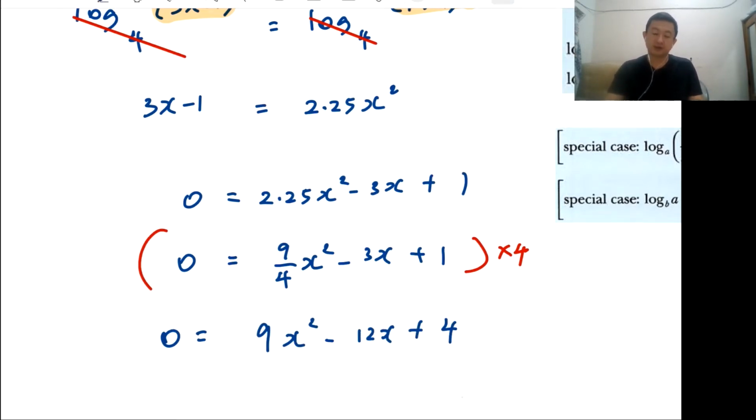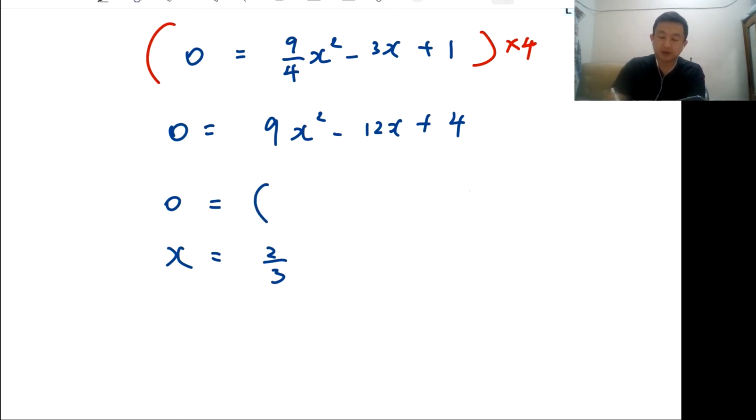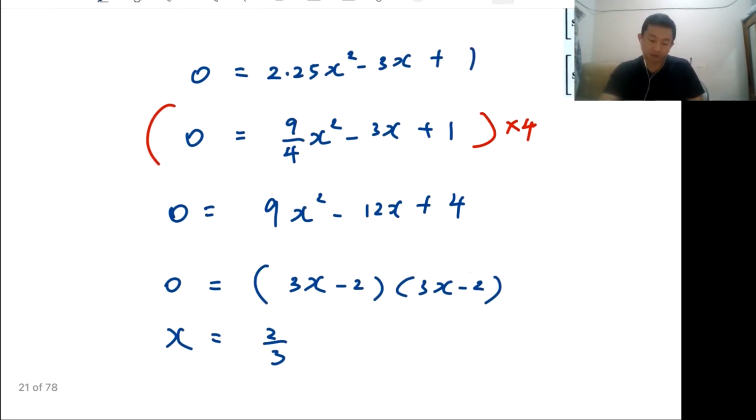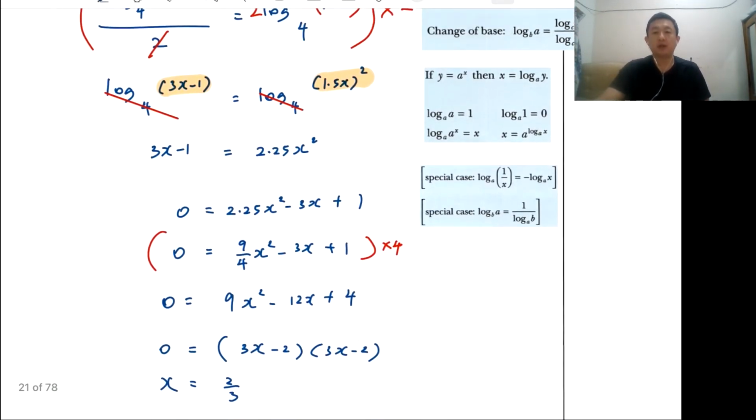Put into your calculator, quadratic equation, solve it. 2 over 3. And there's only one answer. You must know that that is 3x minus 2 and 3x minus 2, the same root. So x is 2 over 3. Solving it, okay, we are done. X is 2 over 3. Alright, so we go on.